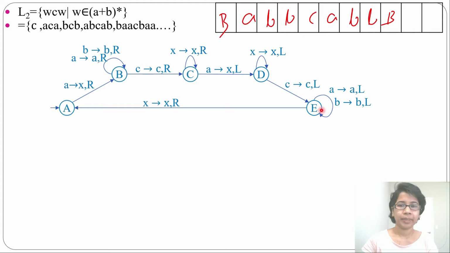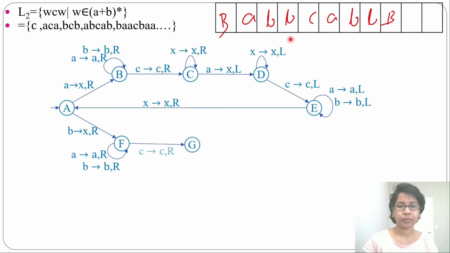Now it will see B. For B we will do a separate path. So B will be X and it will move right. Now it may see some more A and B; for that we will make a loop. A will be A, move right. B will be B, move right. Now it will see C. So C will be C and move right.